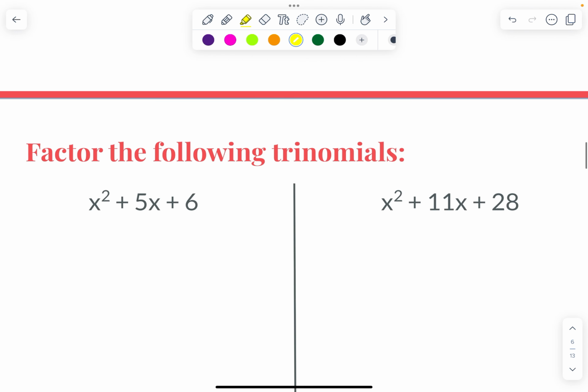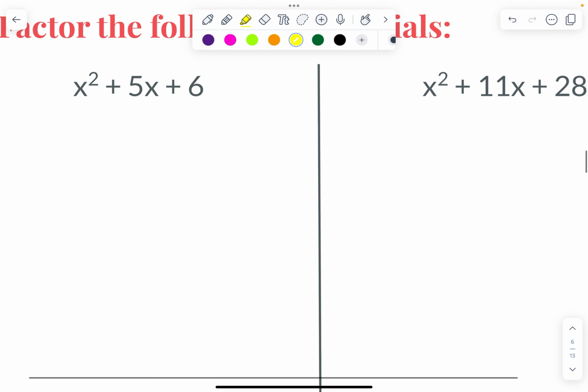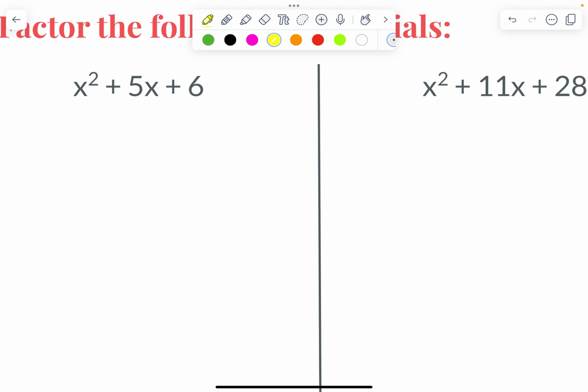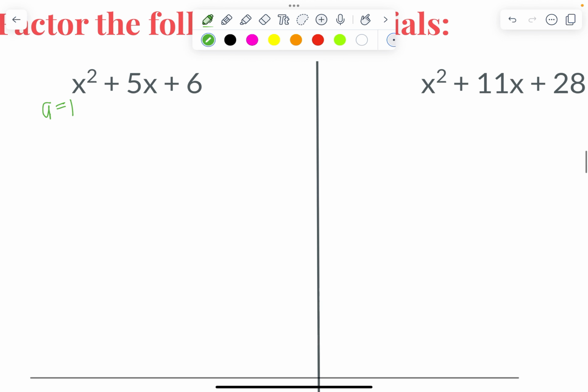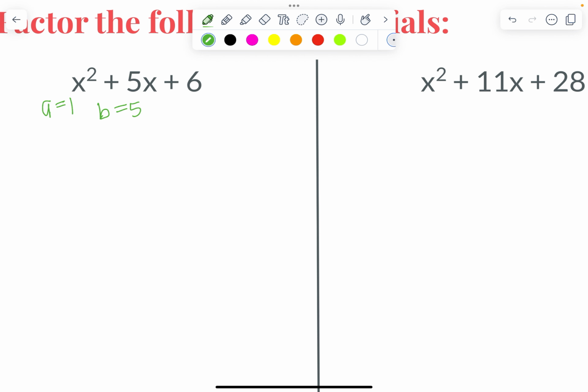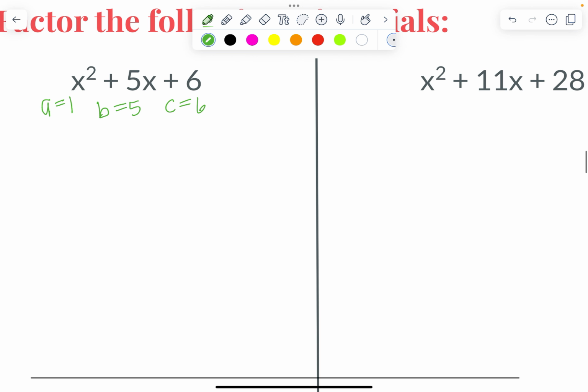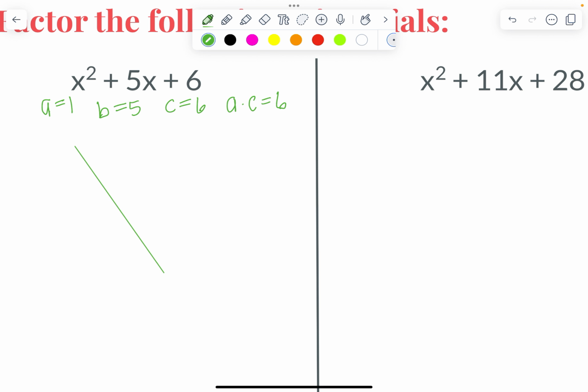Let's look at another one. X squared plus 5x plus 6. So in this case, A is 1, B is 5, C is 6, A times C, 1 times 6 is 6. So we need two numbers that are going to multiply to give us 6 and add to give us 5. I know they're both going to be positive.